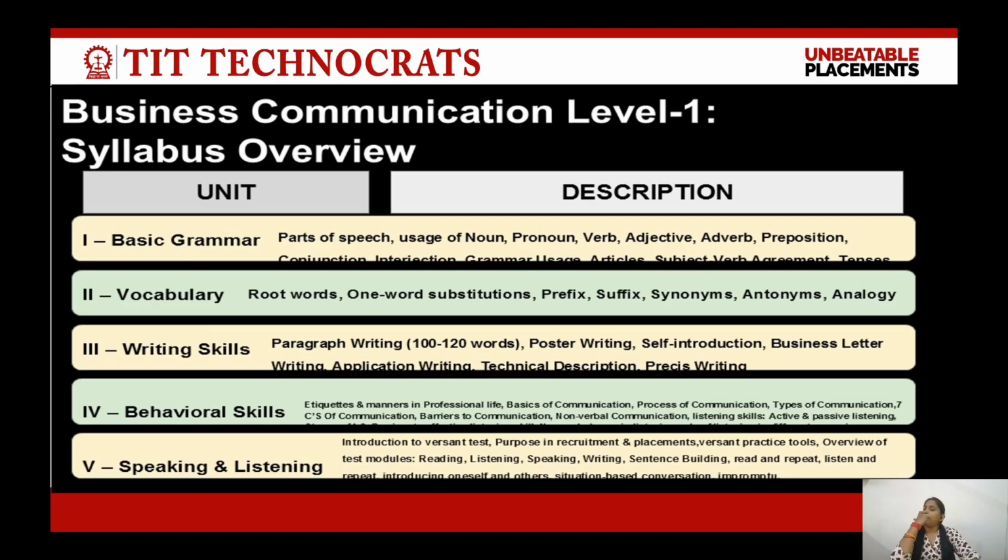So we have these 5 units. First unit is basic grammar. Second one is vocabulary. Third is writing skills. Fourth is behavioral skills. And fifth is speaking and listening. So we are starting with Unit 1. And the first topic which we are going to learn today is parts of speech.